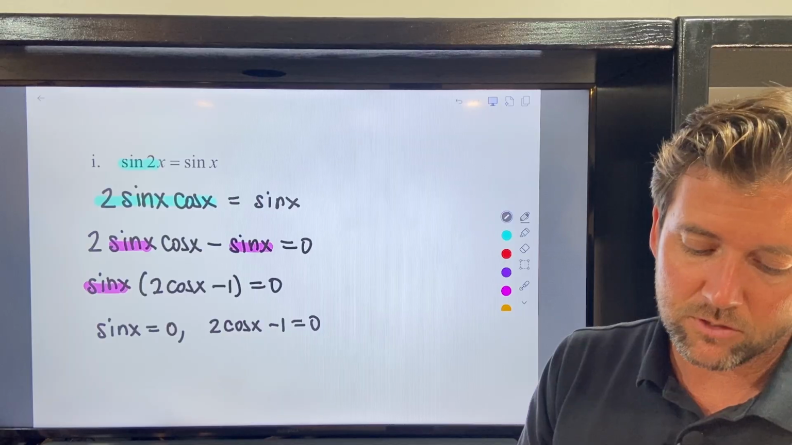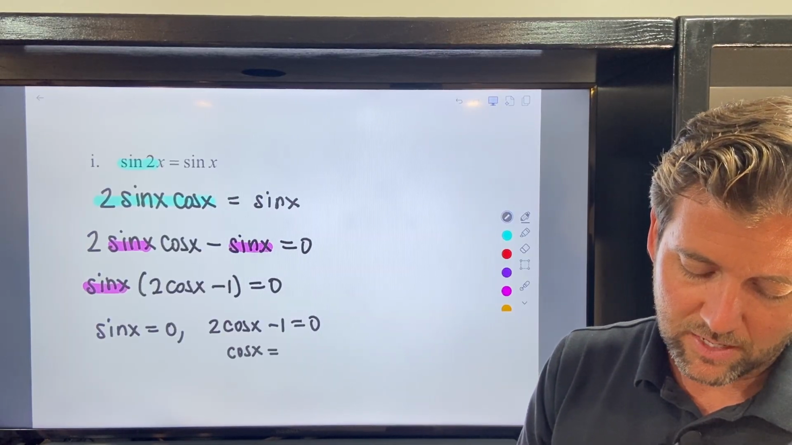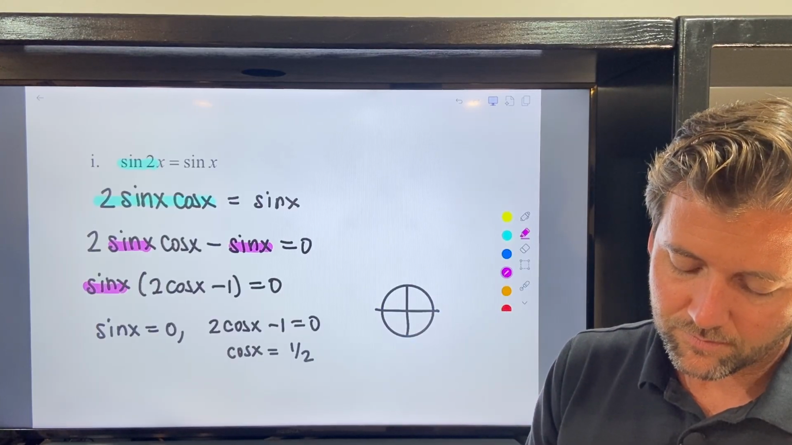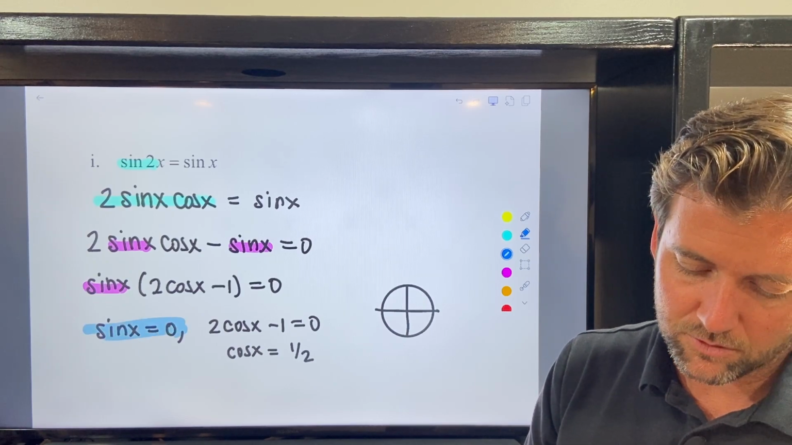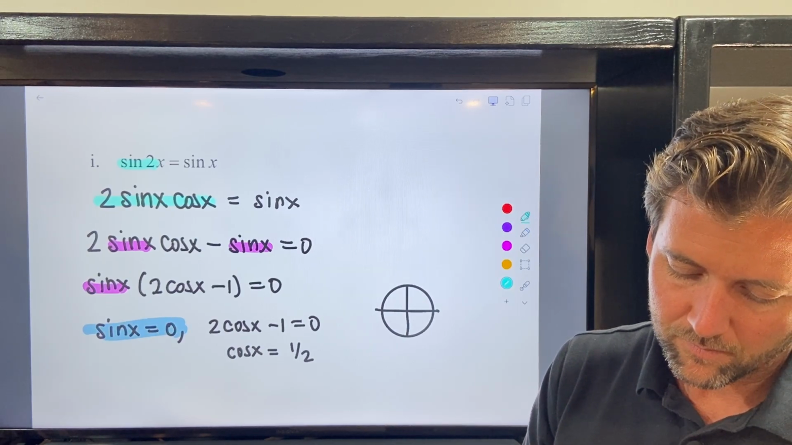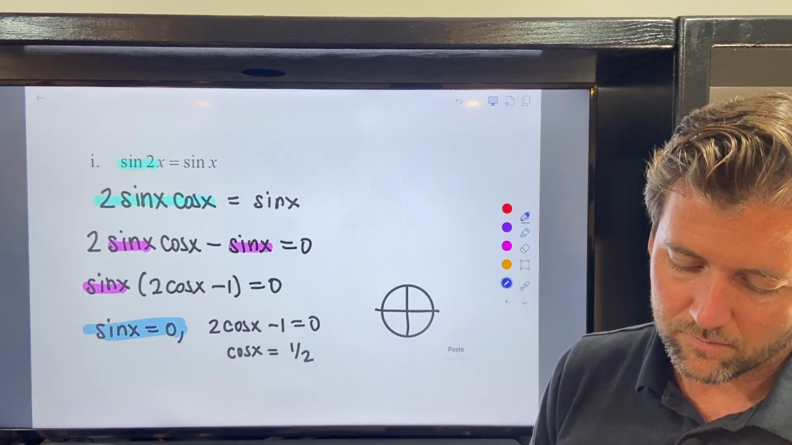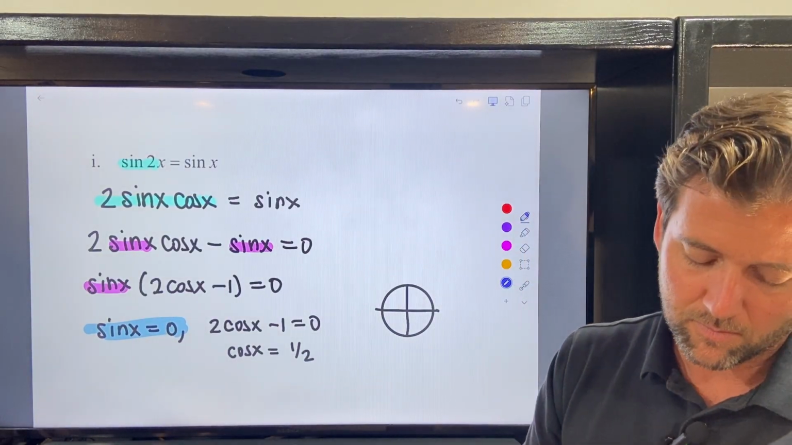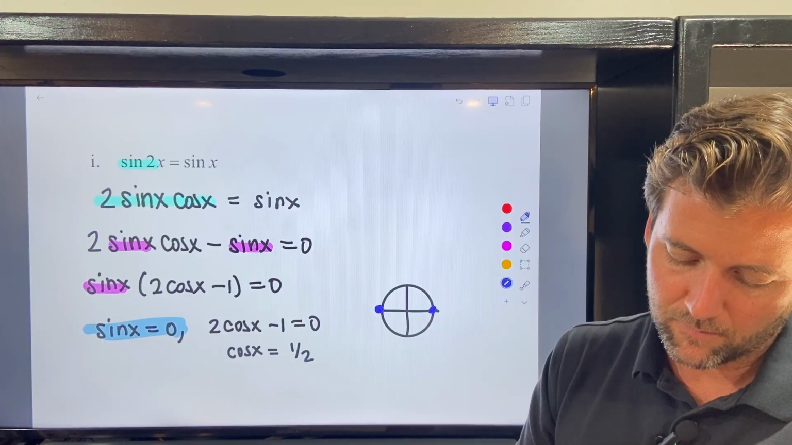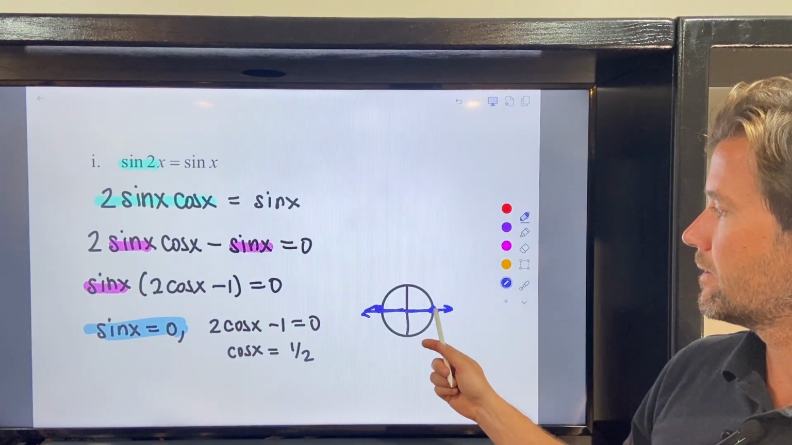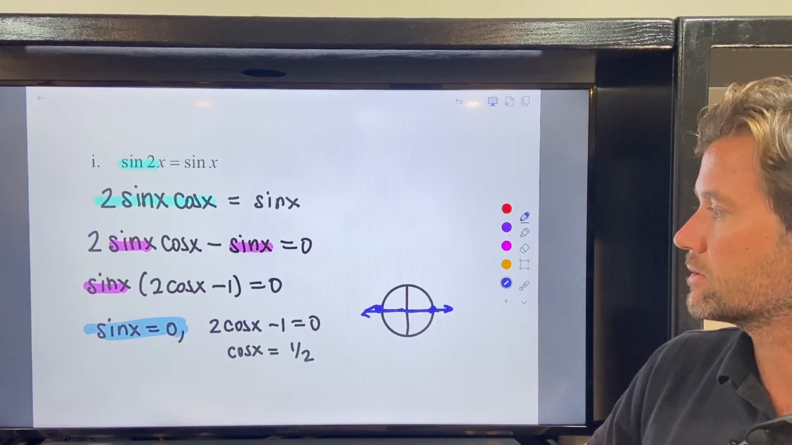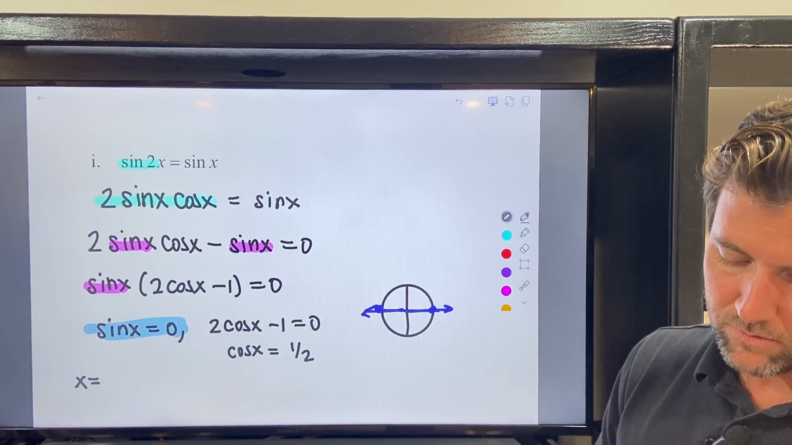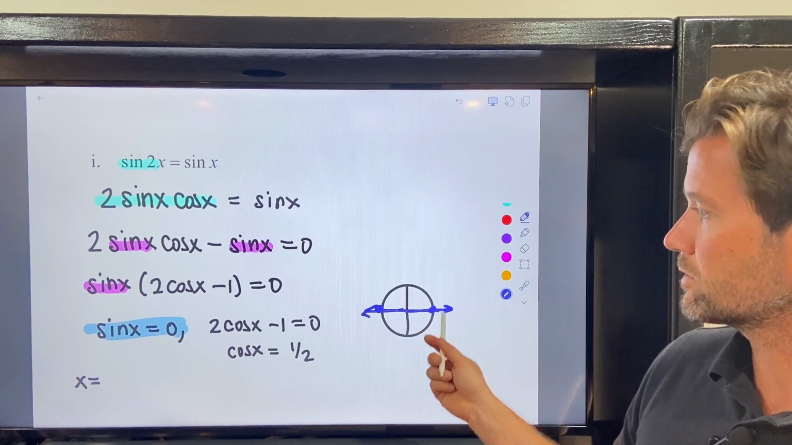And I want the solutions between 0 and 2 pi. So I'm going to add 1 to both sides and divide by 2. So sine of x equals 0. This is sine, we're thinking y coordinates of 0. That's here and here. So both these points have the y coordinates of 0. I'll go ahead and list those solutions now. So 0 is one of the solutions.